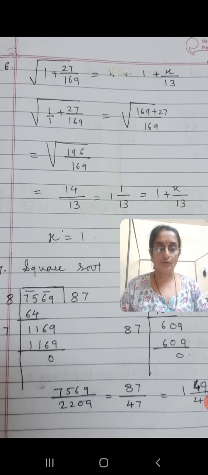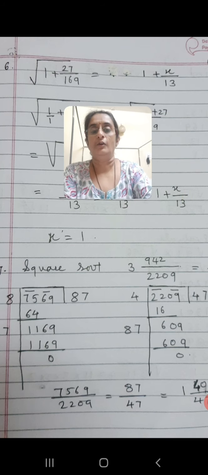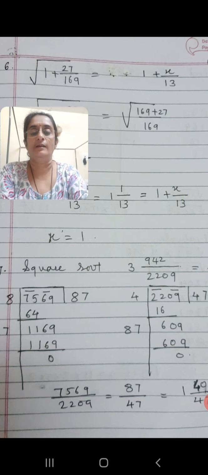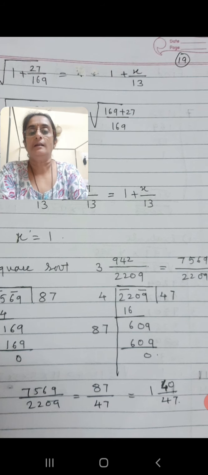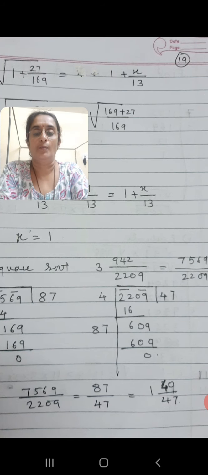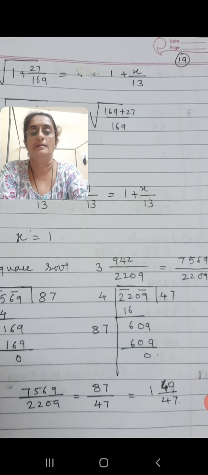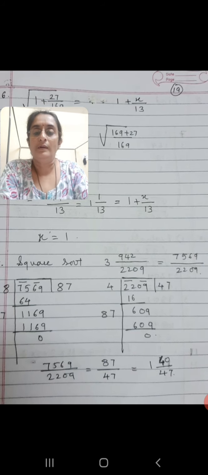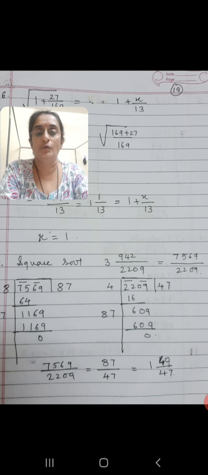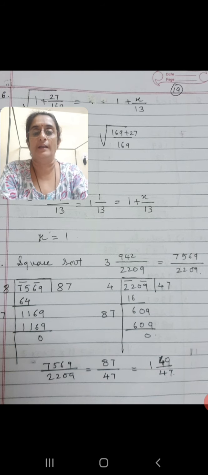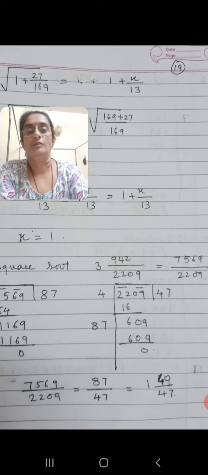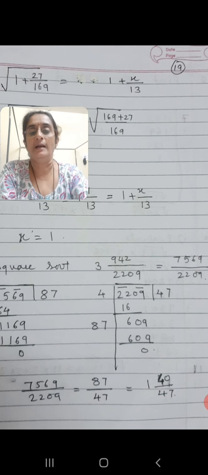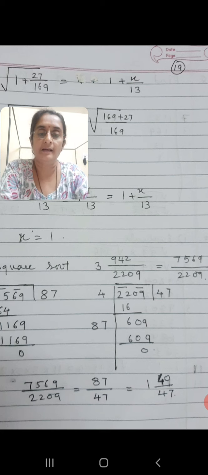Next, let us go to the next question. You have to find out the square root of the given mixed fraction. So 3 and 942 upon 2209. Now let us convert this mixed fraction into an improper fraction. You know how to do it. Multiplication of 2209 into 3 plus 942, that gives you 7569 divided by 2209. What have I done here? I converted the mixed fraction to an improper fraction.